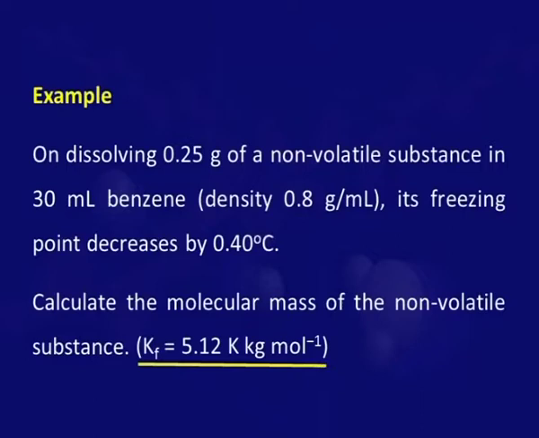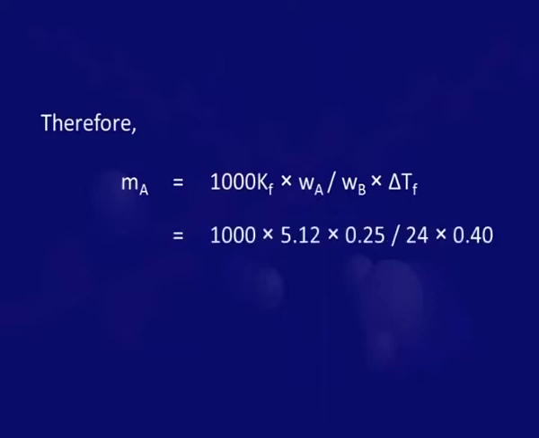Value of Kf for benzene is also given, 5.12 Kelvin kg per mole. Wa, that is weight of solute, is equal to 0.25 grams and delta Tf is equal to 0.40 degrees Celsius. Putting all these values in the expression, Ma is equal to 1000 Kf into Wa upon Wb into delta Tf, we will get Ma is equal to 133.33 grams per mole.